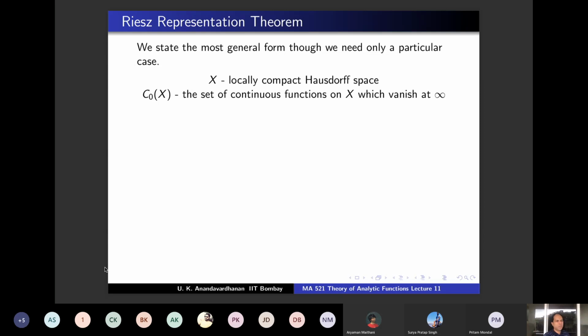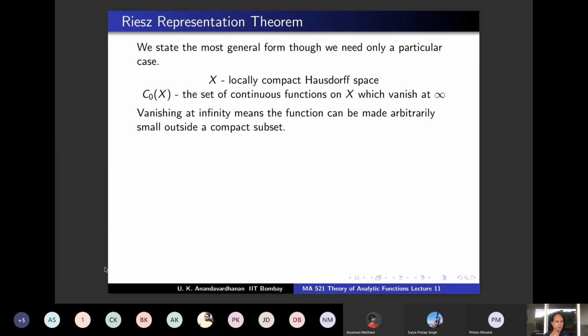So in a general space, what is the meaning of this? If you give me an epsilon, I can choose a compact set, like a compact interval in R, depending on your epsilon, such that outside this compact set the absolute value of the function is less than the epsilon that you have given me. Functions are complex valued, so the absolute value is mod f of x. Okay, so this is the set of continuous functions which vanish at infinity. Vanishing at infinity means a function can be made arbitrarily small outside a compact set. You give me an epsilon, I will choose a compact set such that outside that the function is small.